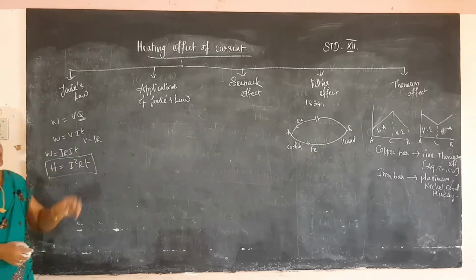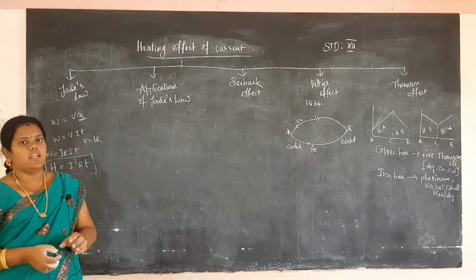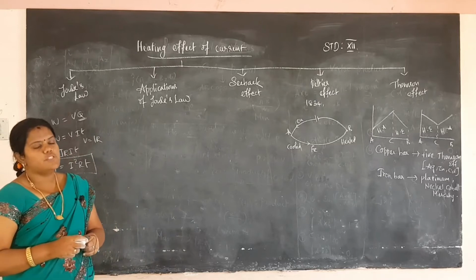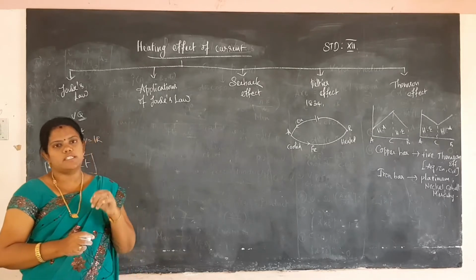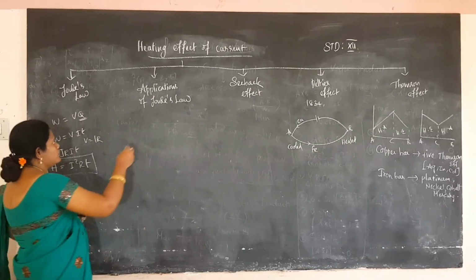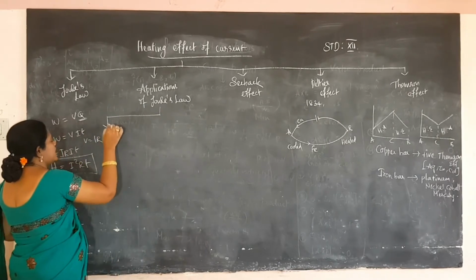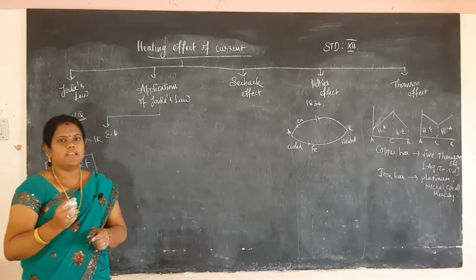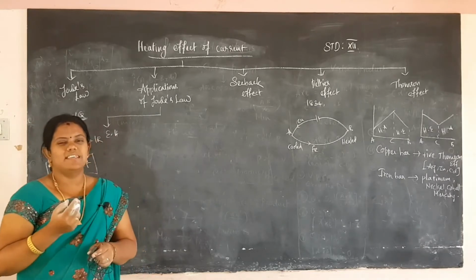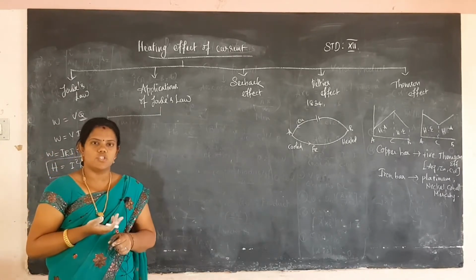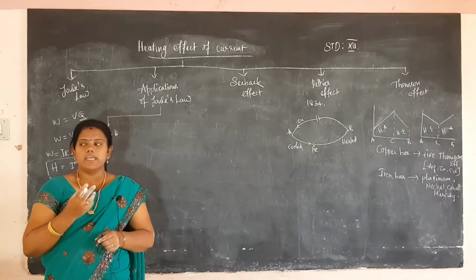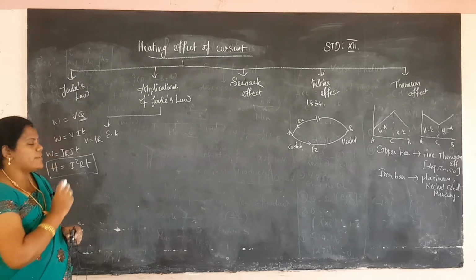What are the applications of Joule's law? How is it applied in various daily life activities? I will explain one by one. The first application is electric heaters. Give some examples of electric heaters: iron box, geyser, toaster, induction stove and microwave oven. Those are all electric heaters. Electric heaters work on the principle of Joule's law.